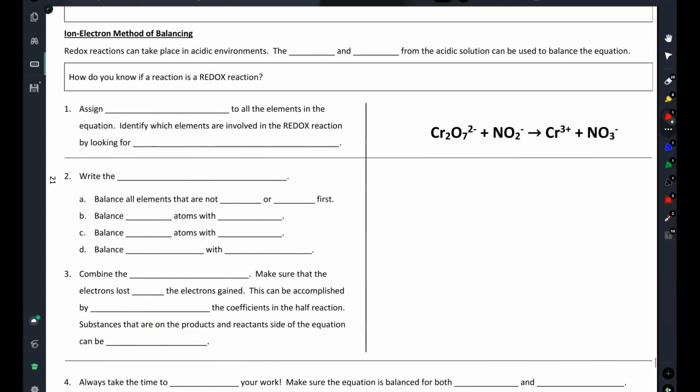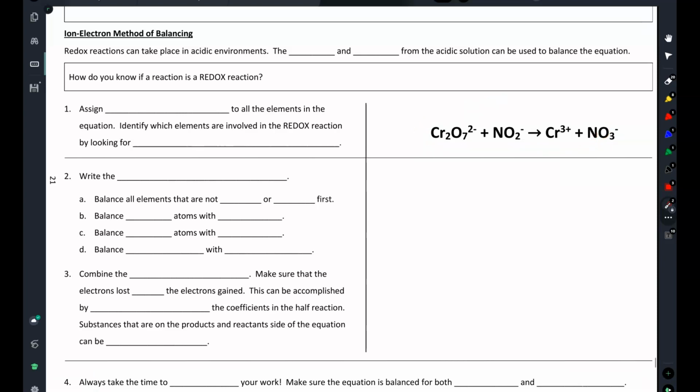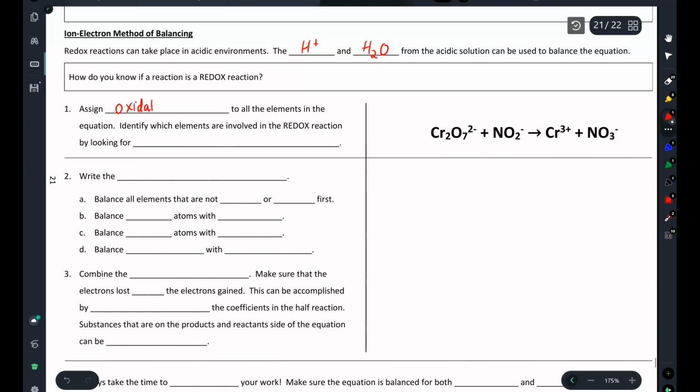And I think for this lesson, it makes more sense for me to go through the notes instead of going through a PowerPoint. So this is the reaction that we're going to be focusing on. We've got a dichromate reacting with nitrite to produce chromium and nitrate. And in the technique that we're using, we know that we've got H+ and H2Os to help us balance. So our first order of business is not too different from what we do when faced with other potential redox reactions. We're going to assign oxidation numbers, or oxidation states, remember, one and the same, to all the elements in the equation.